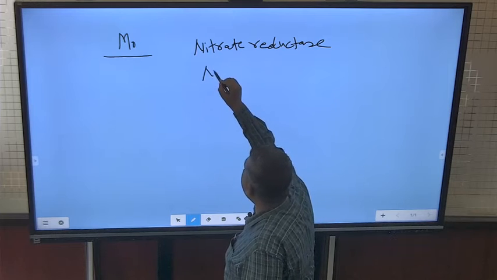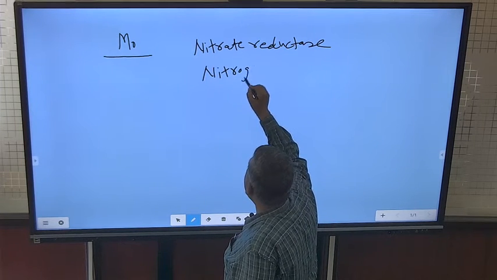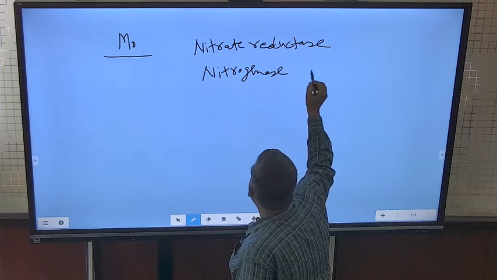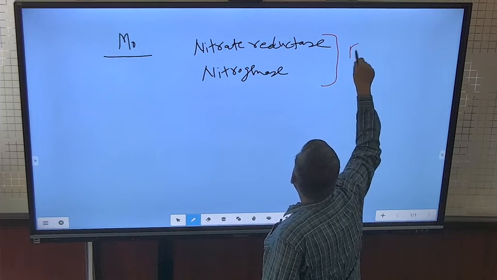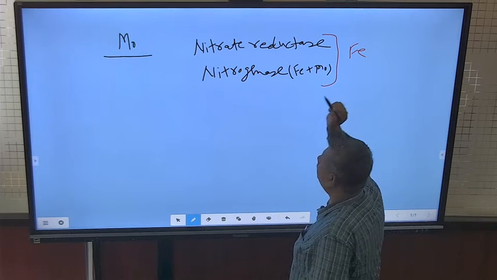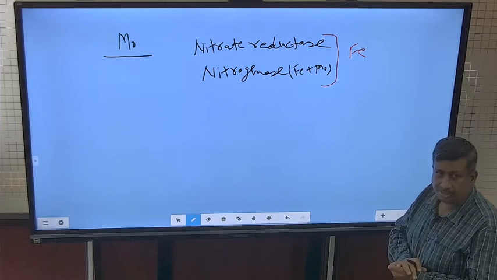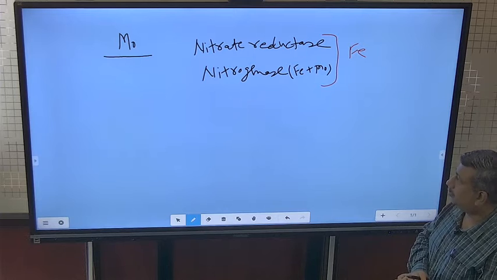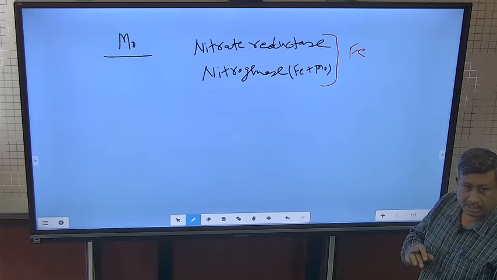Another important enzyme is nitrogenase, and these two enzymes are also affected by iron. So iron is also required. Here iron plus molybdenum is a part. So this is an important function of molybdenum in nitrogen metabolism.